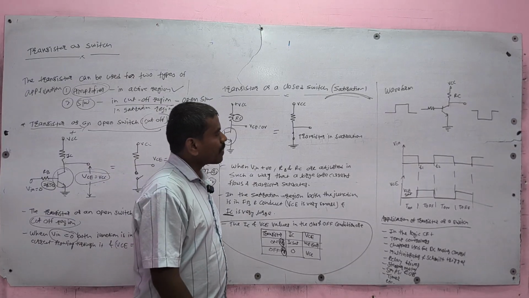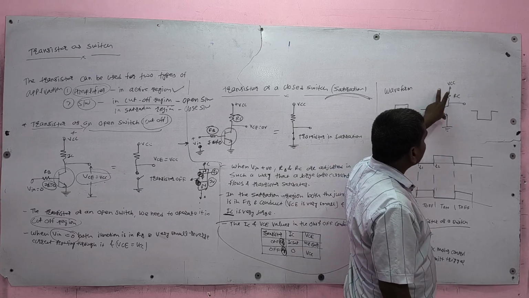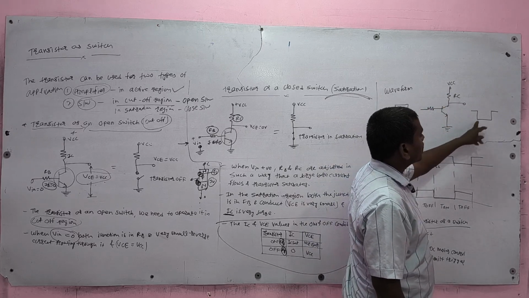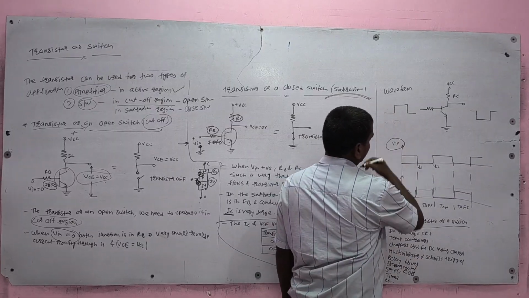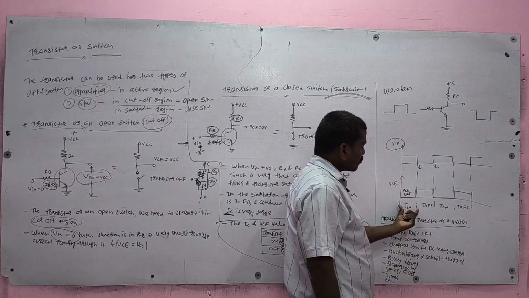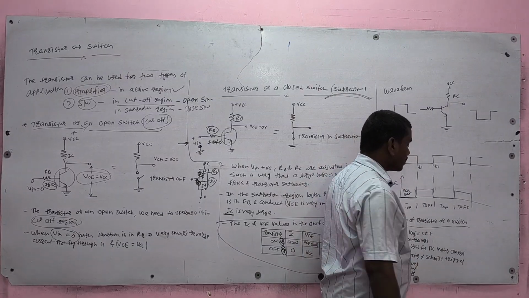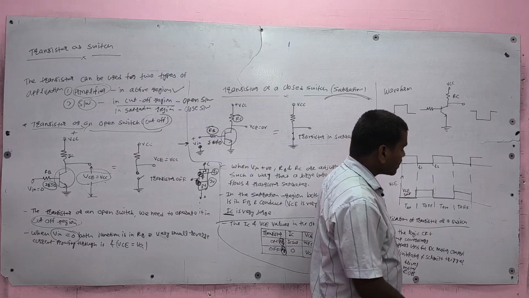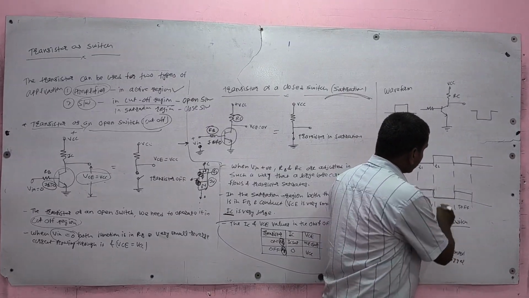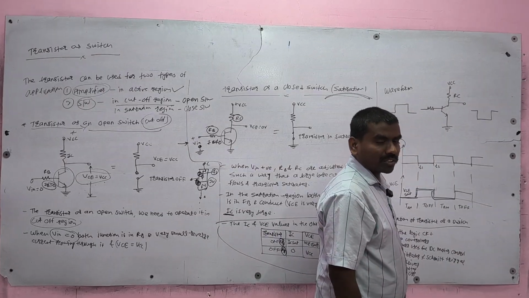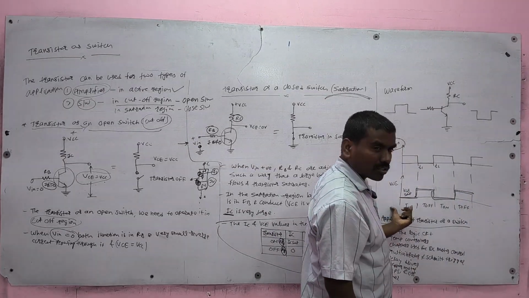Next, waveform. So this is the input waveform, this is a CE configuration, and this is the output waveform. The transistor acts as a switch. When both junctions are in forward bias, it conducts. When both junctions are in reverse bias, it does not conduct. When both junctions are in forward bias, it conducts. When both junctions are in reverse bias, it does not conduct. And we are getting output across the load.